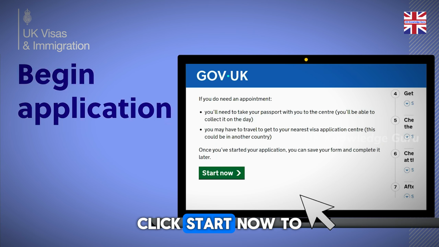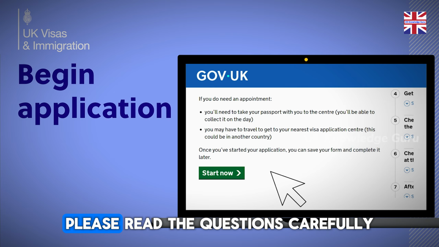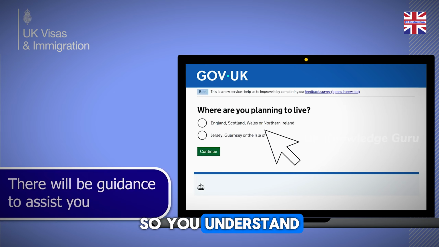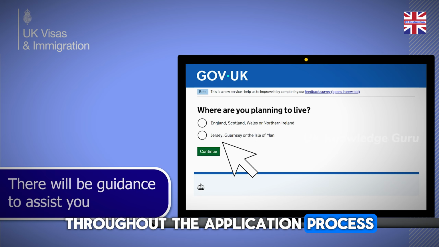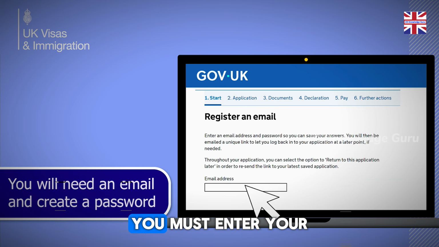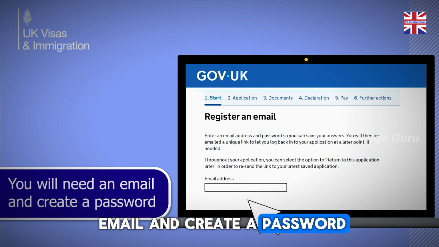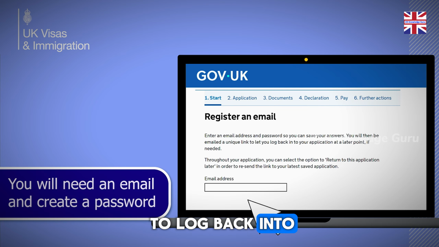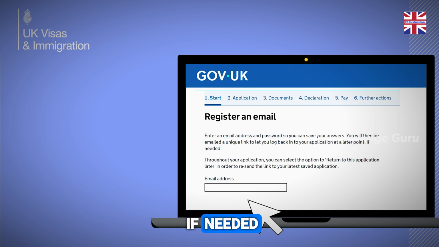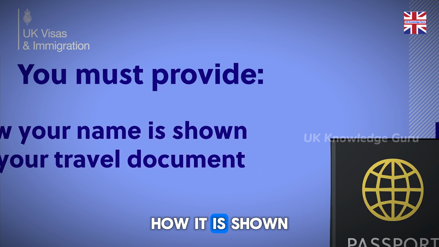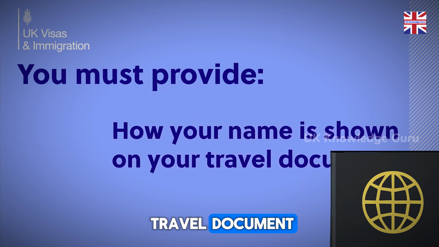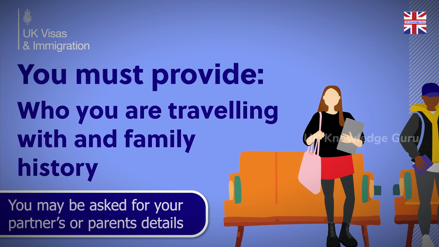Application. Click Start now to begin your application form. Please read the questions carefully so you understand the information you will be asked for. There will be guidance throughout the application process to assist you. At the start, you must enter your email and create a password. This will allow you to log back into your application at a later point if needed. You must provide the English spelling of your first name and family name, how it is shown on your passport or travel document, who you are traveling with, and your family history.